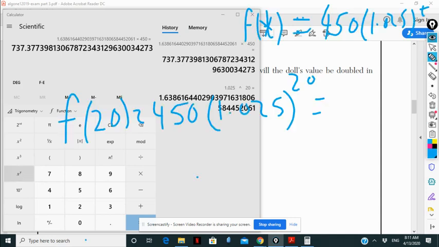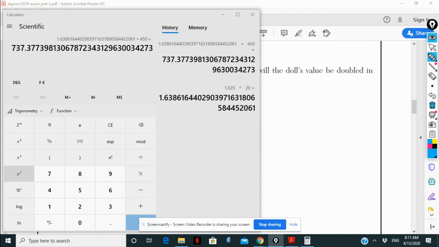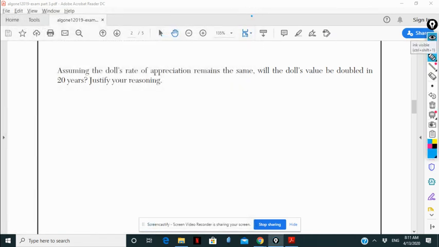So giving me 737.38. Double the number: 450 doubled equals 900, which means it will not double. It will not double. Okay, so that's for the first question.